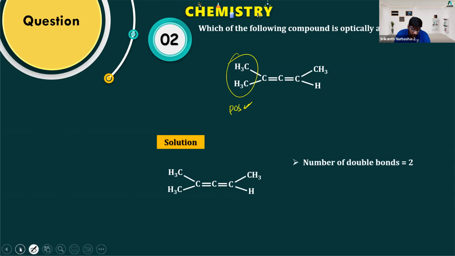That's not the ultimate condition. You should have two different groups connected to the terminal carbon. Terminal carbons have same group, so plane of symmetry would be present. So optically inactive.